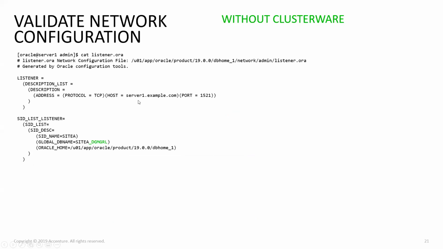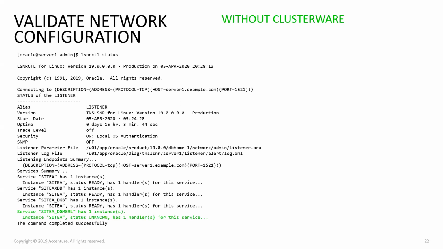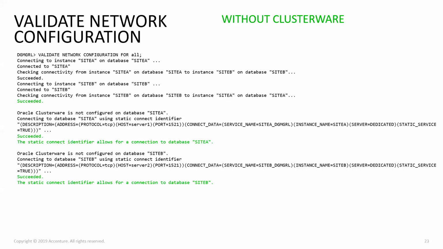And obviously, you need to do the same thing on your other hosts in your Data Guard configuration. So just make sure that your SID name, global DB name, and Oracle home are specified. This allows the broker in a configuration where clusterware isn't being used to restart your database. Otherwise, it won't be able to. So once you've done this, you need to reload the listener. And you can then see here in green, the service site A DGMGRL has one instance pointing to the instance site A. And any statically registered service is always in status unknown, so there's nothing to worry about. That's just how it's being displayed. And with that said, I can revalidate my network configuration. And you can see in green there it all succeeds now because I have the relevant service names configured in listener.ora. So wonderful, all is good.